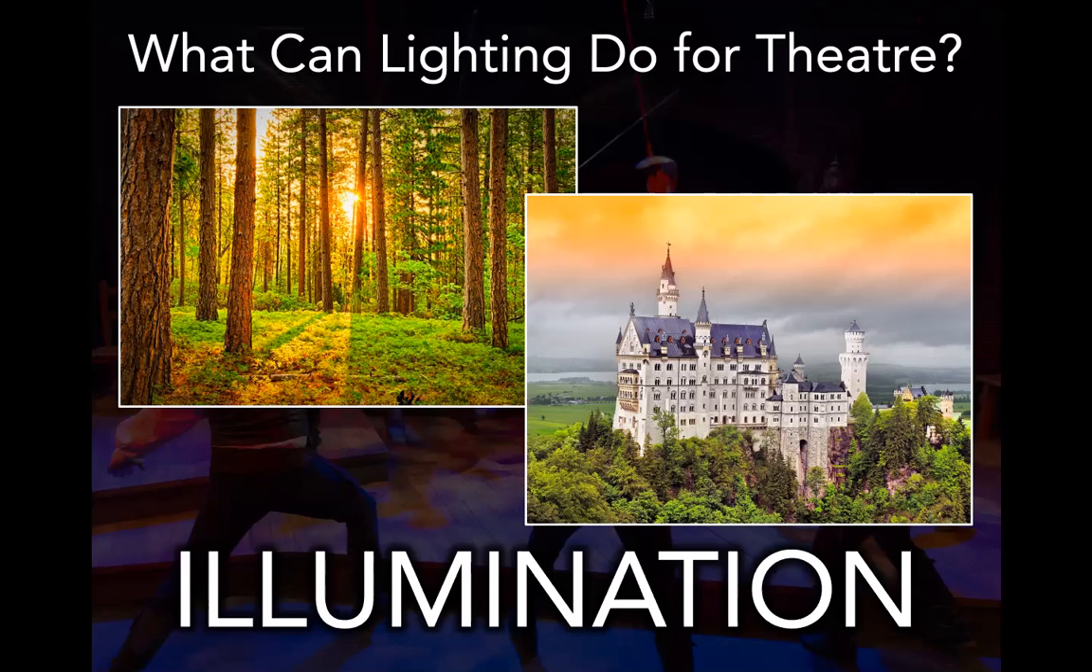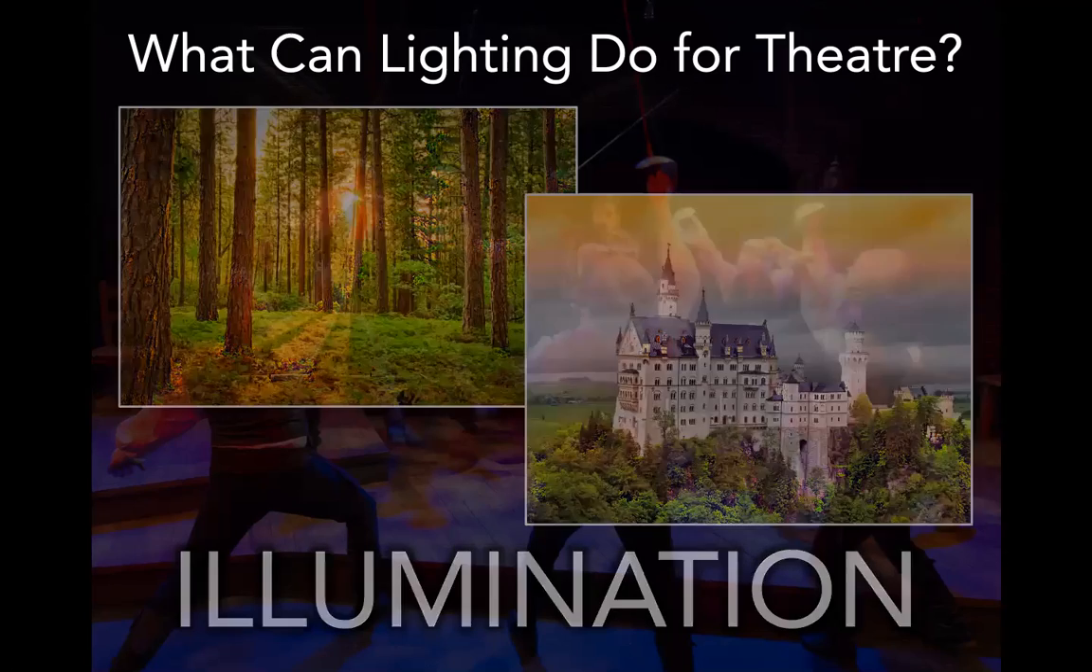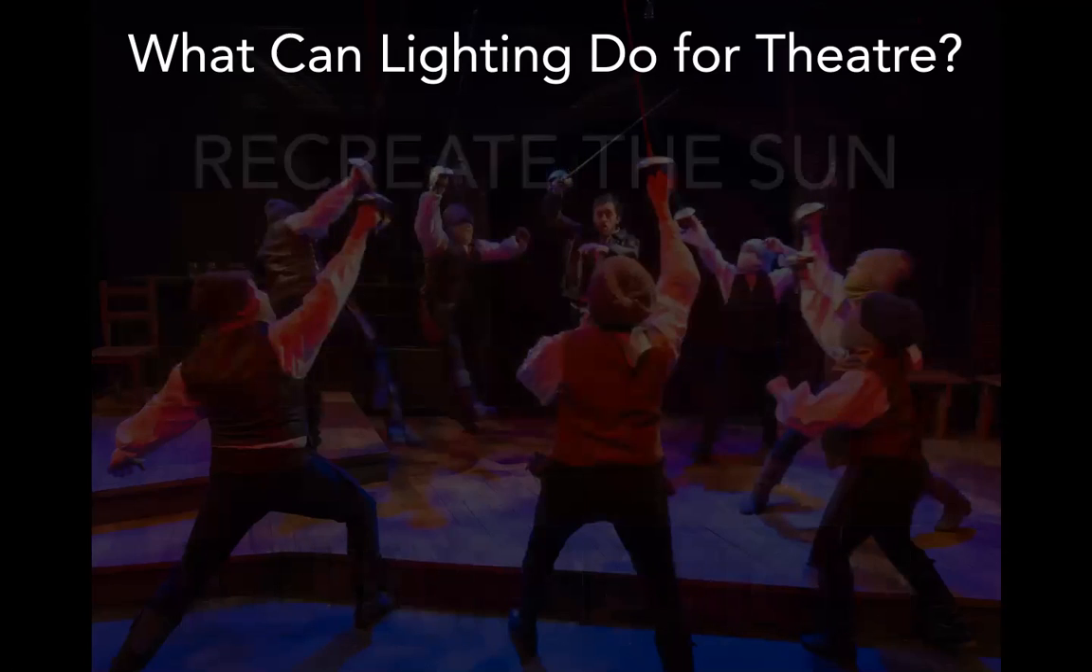Okay. So first and foremost is illumination. Yes, I will continue to try to go darker and darker, because while we need to see stuff, we also are still trying to create art. So there is a very fine balance between what is illuminated and what is not visible. So that is the first thing that lighting does for theater. It illuminates. The second thing is it tries to recreate the sun.